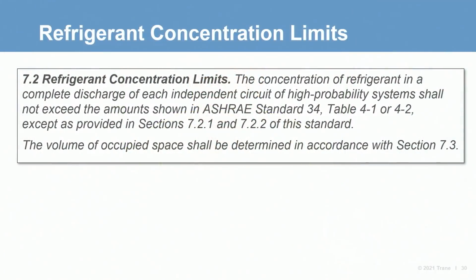So now let's go back to the refrigerant concentration limit. Now first, remember that a high probability system is one in which the location of its components is such that a leak will result in refrigerant entering an occupied space. The calculation of refrigerant concentration is based on a single event in which all the refrigerant in an independent circuit completely discharges into a space. If the resulting concentration in that space does not exceed the RCL, then the occupants should not be exposed to a harmful level of refrigerant, provided that the refrigerant disperses equally.